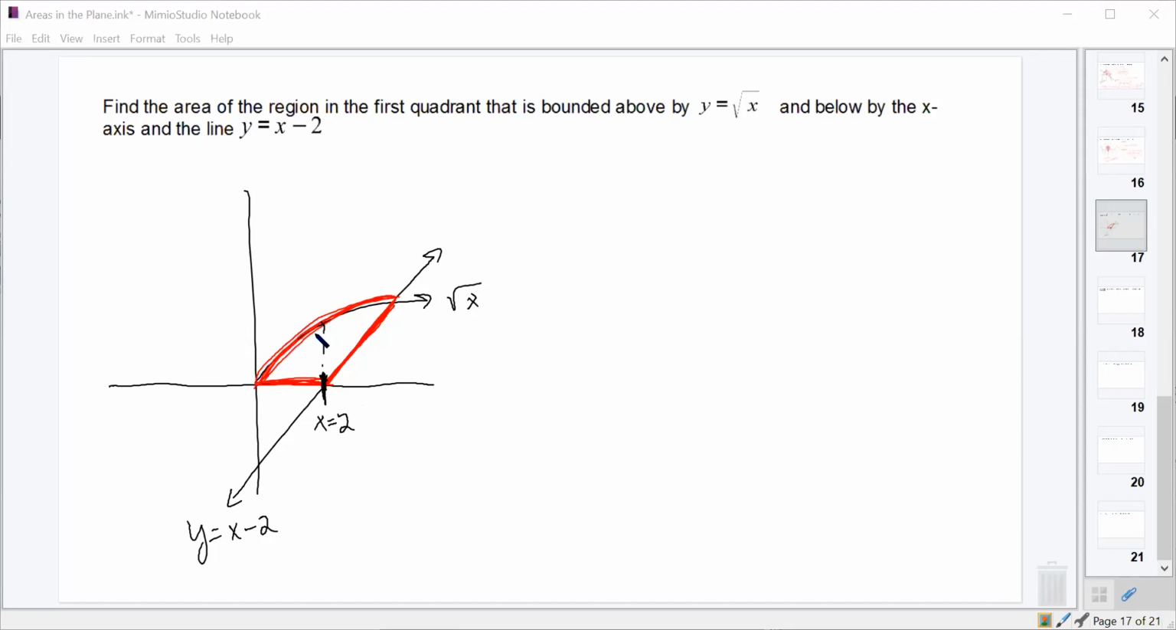So if I want to find the area of the whole thing that I outlined in red, I need to do this blue and this green piece separately. So that's what we're going to do. For the blue piece, we need to integrate from what x value to what x value?